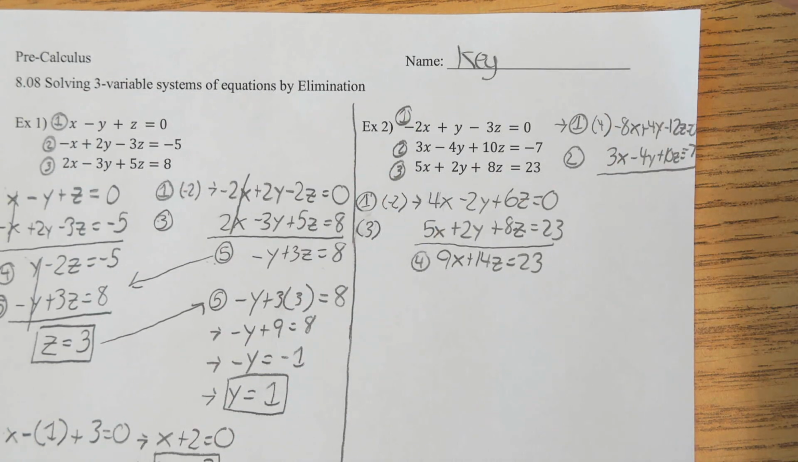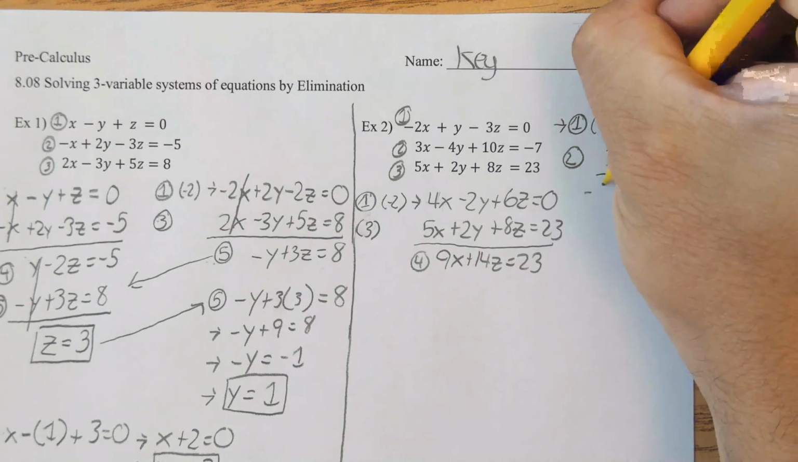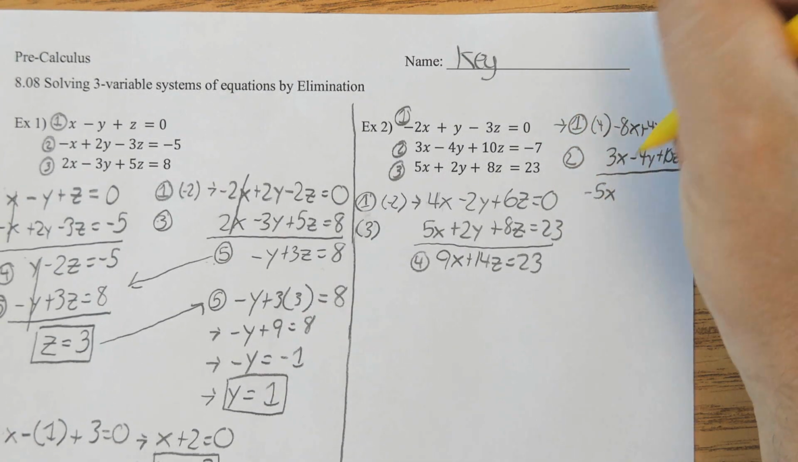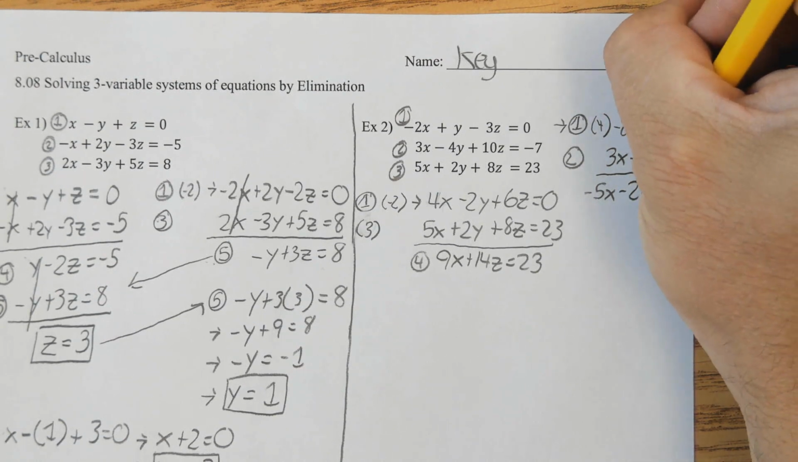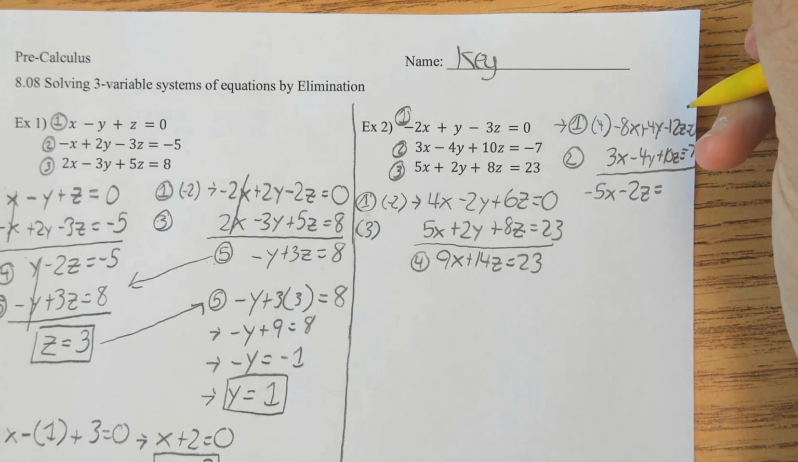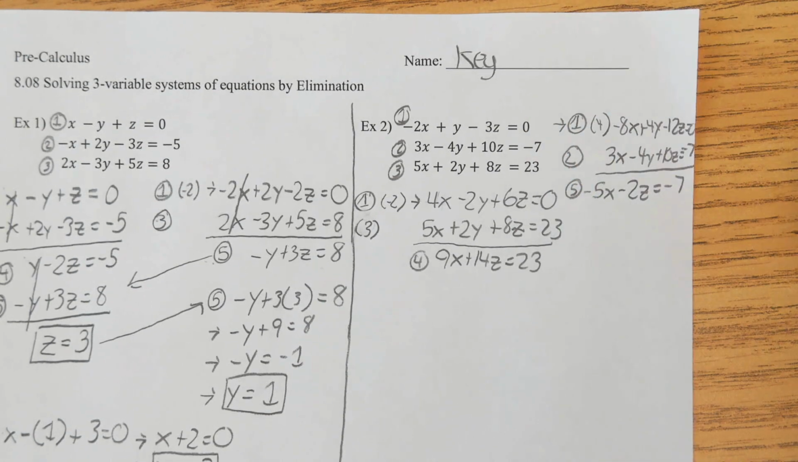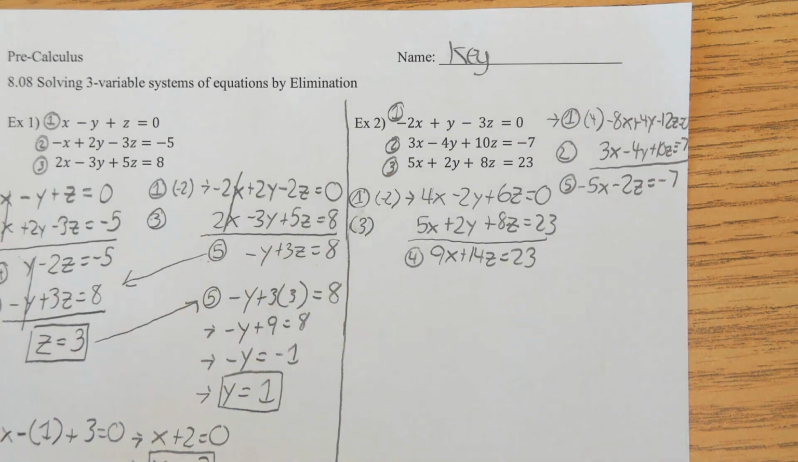Add those all together, and so that's going to give you this. That's going to give you a negative 5x. Y's are going to cancel out. Negative 12z plus 10z, it's a negative 2z. And then 0 minus 7 is a negative 7. And so that's going to be equation 5.